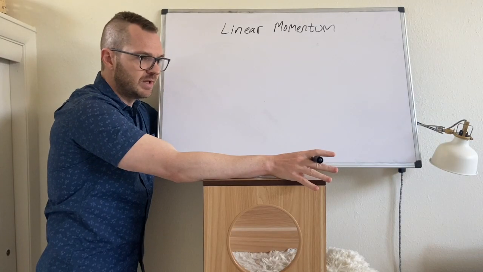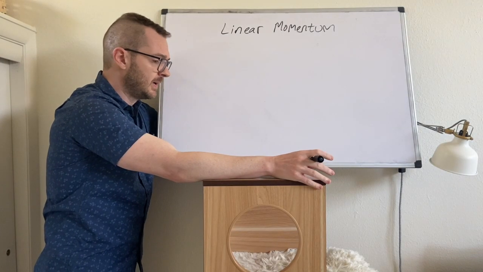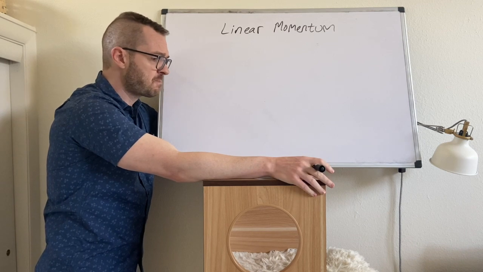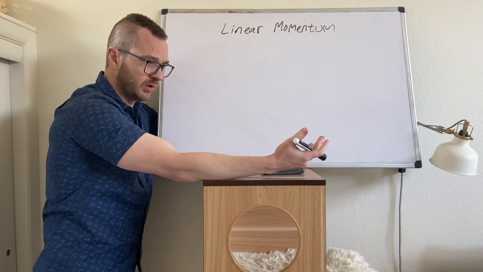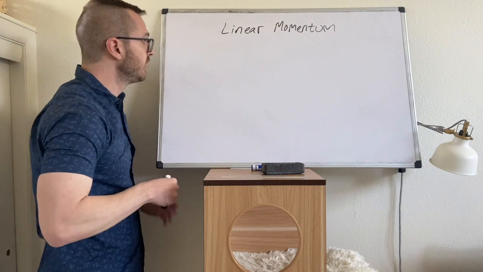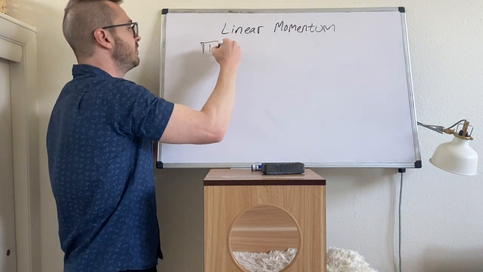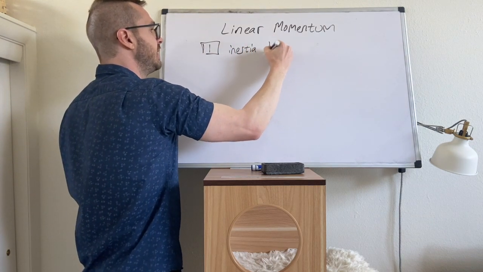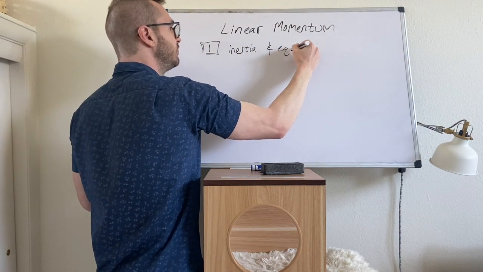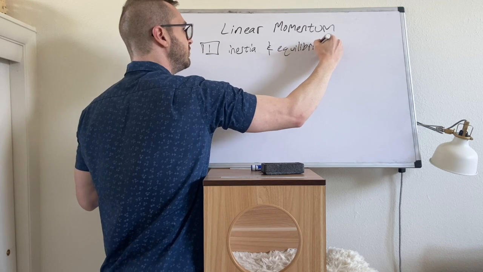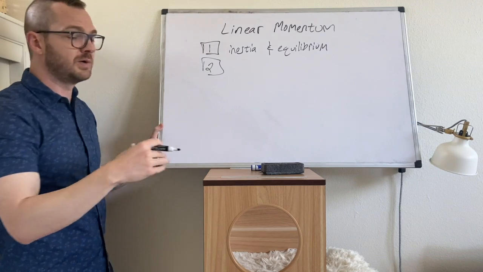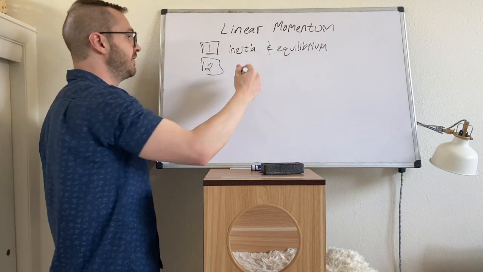This topic of linear momentum comes from the work of Isaac Newton. Isaac Newton wrote his book, The Principia Mathematica, in 1687. And of course, out of this book came his three laws of motion. The first one being the definition of inertia and equilibrium. The second being what people usually think is F equals ma.